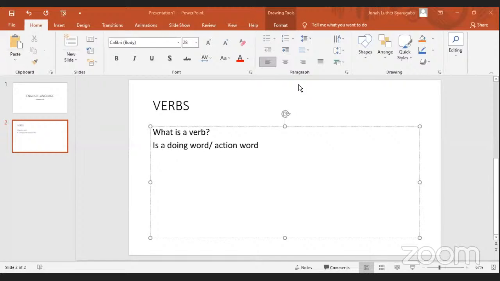So I am going to check in the chat. Everybody is going to type 5 verbs, 5 doing words that come into their mind when they hear the word verb. Go to your chat, type 5 verbs, and I'm going to be reading them one by one. I am waiting, and we shall appreciate the first person to submit their answers. So these are examples of verbs.